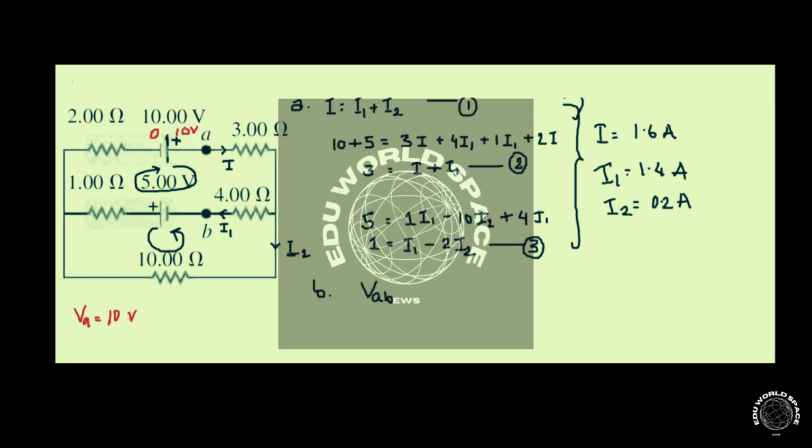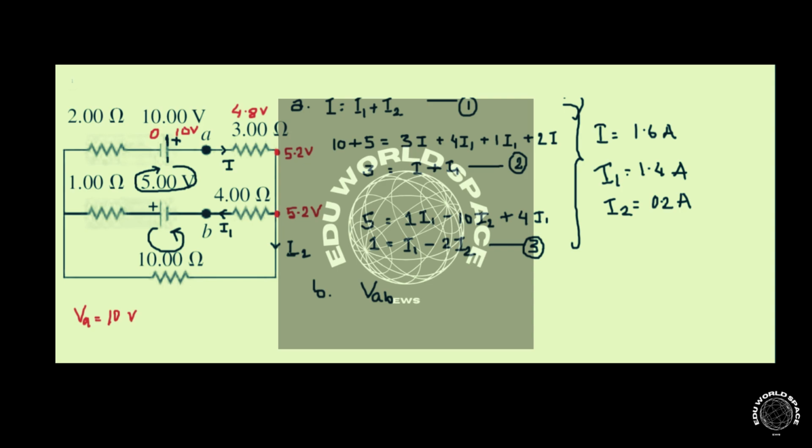So the potential drop would be 3 times I, so 3 times 1.6 is 4.8. So the 3 ohm resistor gets a potential of 4.8 volts. Since the current is flowing along this way, this should be at higher potential and this at lower potential. This has a potential of 10 volts and the potential difference is 4.8, so by subtracting 4.8 from 10, the potential at this point should be 5.2 volts. So this point also should be at a potential of 5.2 volts.